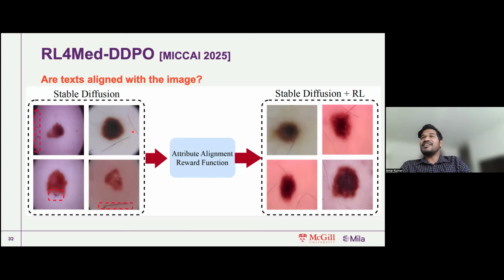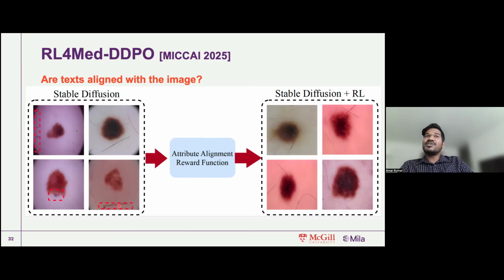But what's interesting is that these foundation models also start learning biases. What do we mean by that? When we give it a text prompt, it does what it's supposed to do, but it does a bit of extra. For example, in this case, we gave it the prompt to generate skin images of patients with melanoma. It does that, but it also creates these artifacts, which are rulers, shown in the red boxes.